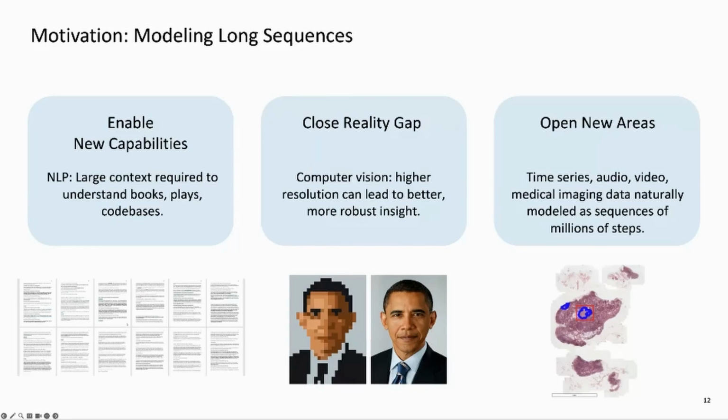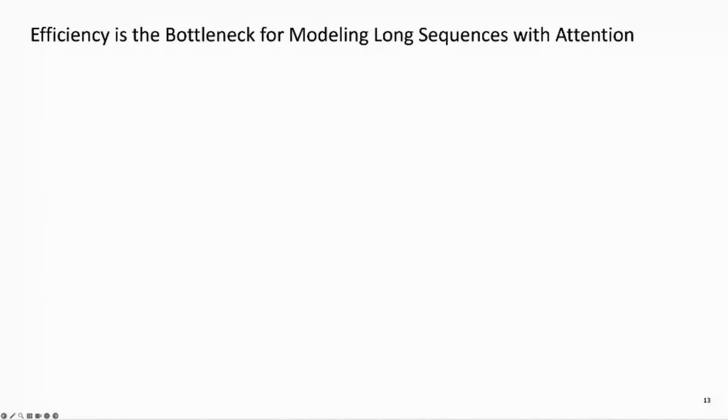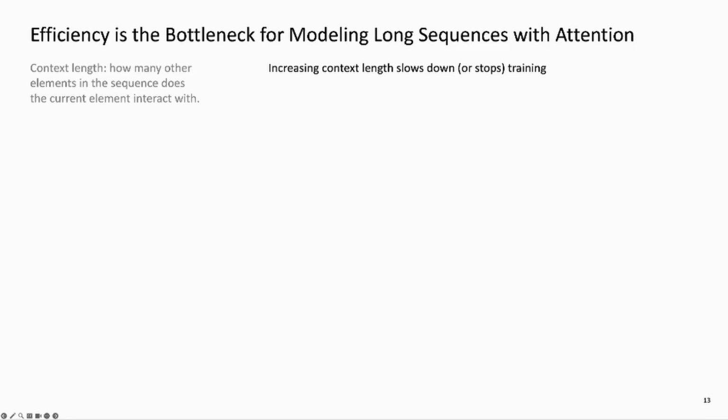And I would argue that efficiency is one of the bottlenecks to modeling long sequences, especially with attention, which is now the core building block of the dominant architecture, the transformer. Here I'm using context length to mean we're doing sequence modeling. Context length just means how many other elements in the sequence the current element interacts with. And here's an example. Naively, what if we just increase the context length?